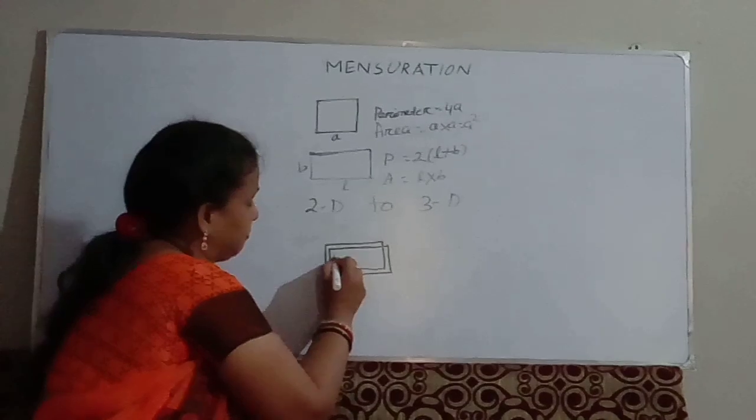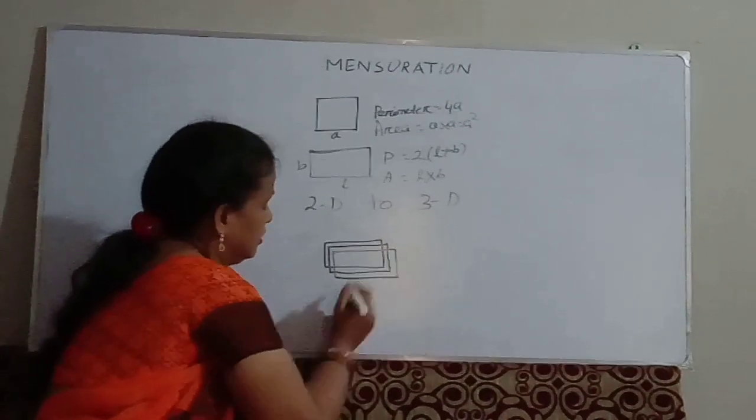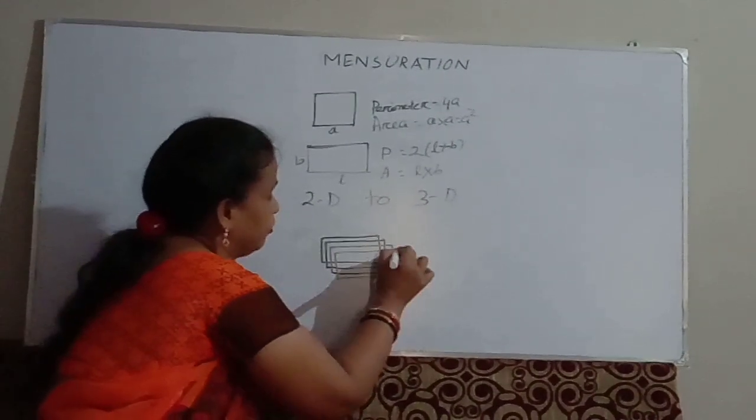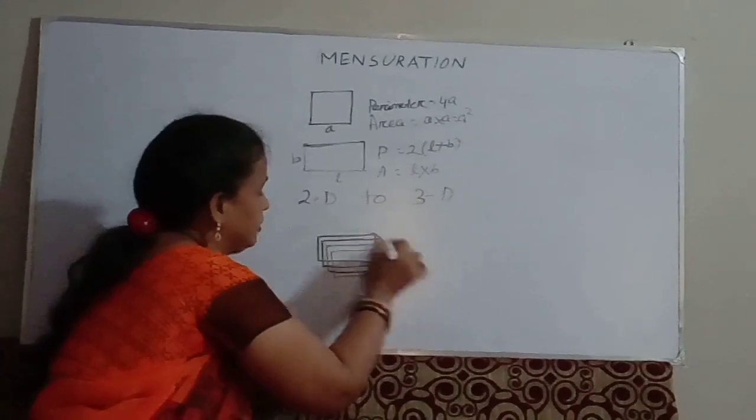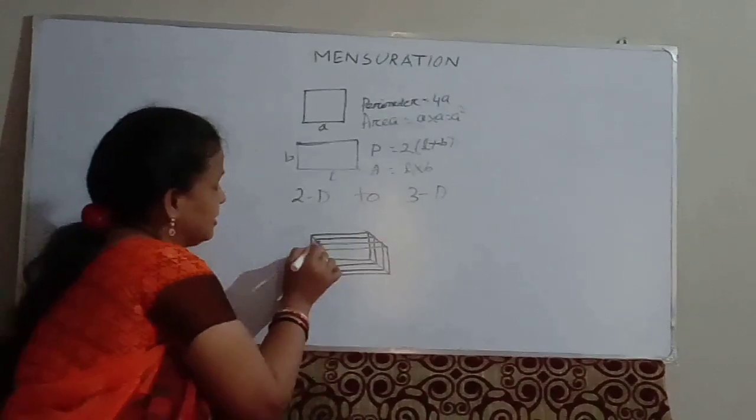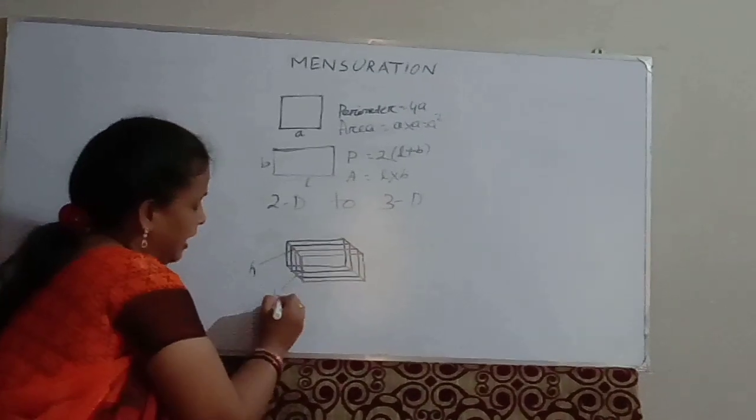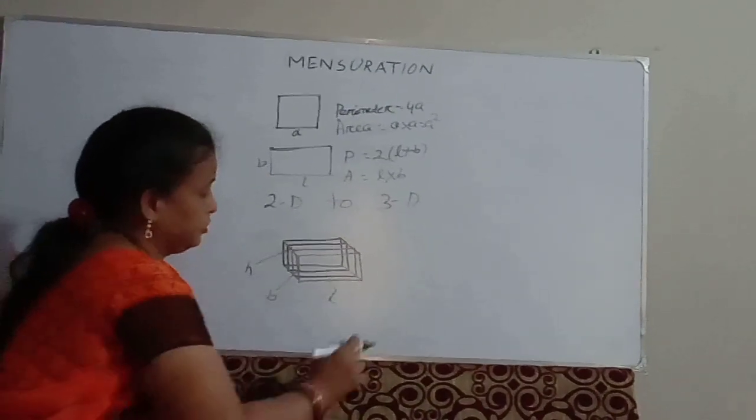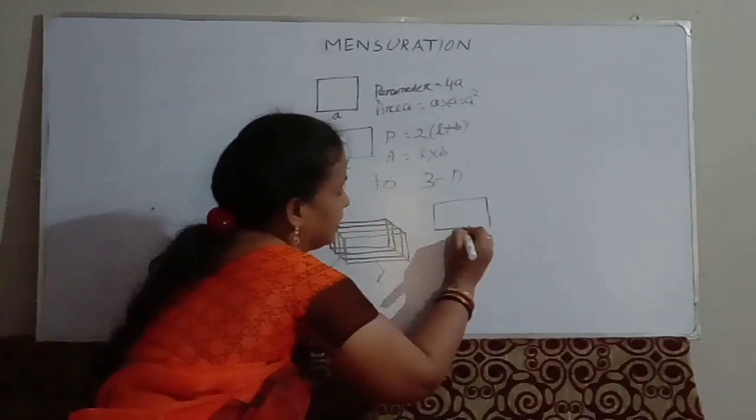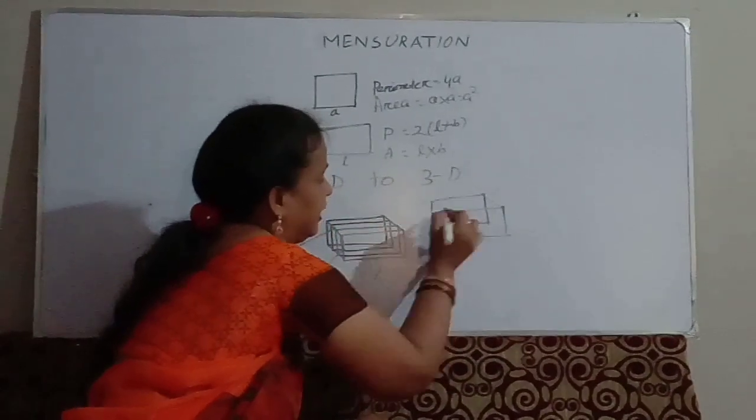Then again another paper, it looks like this. Similarly, if I hold another rectangular piece of paper, it looks like this. Whenever you join all these, this creates a length known as the height, this is known as B, and this length is known as L. So the real figure of this cuboid looks like this, and this is a cuboid shape.